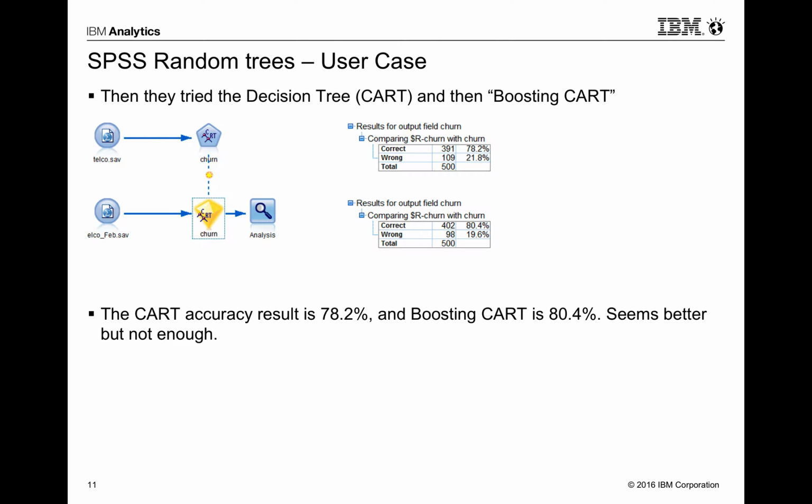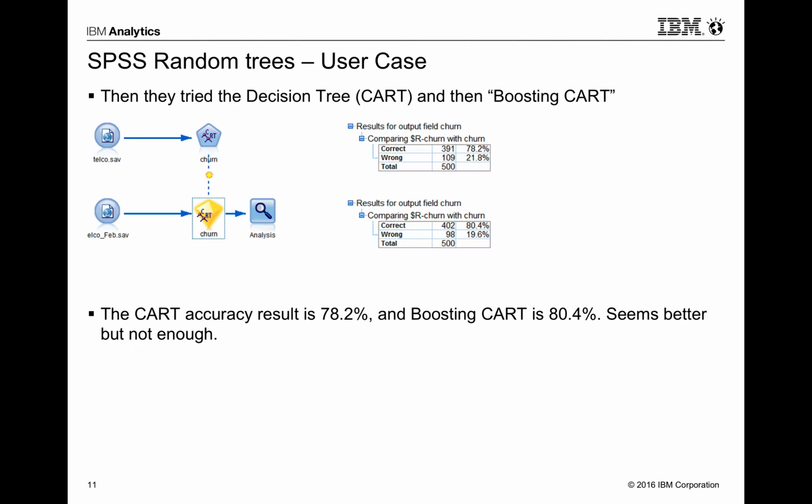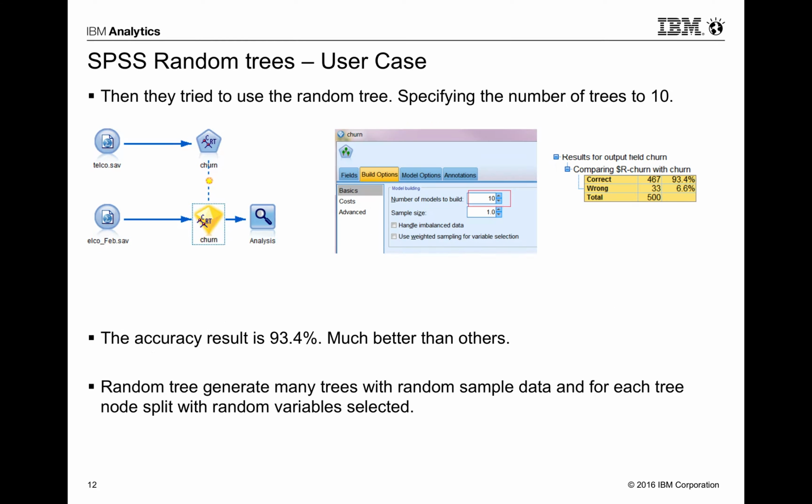So we get the result when we use the single tree, and we got about 7-8%. When we use boosting, we get a better result, about 80%. Seems better, but not enough. Maybe we can try others.